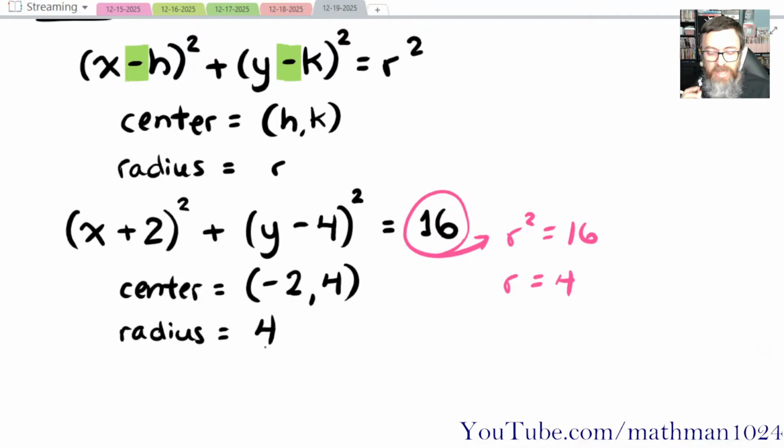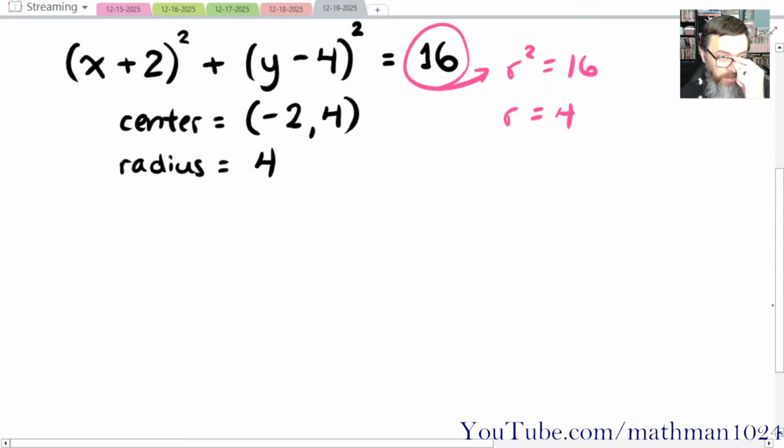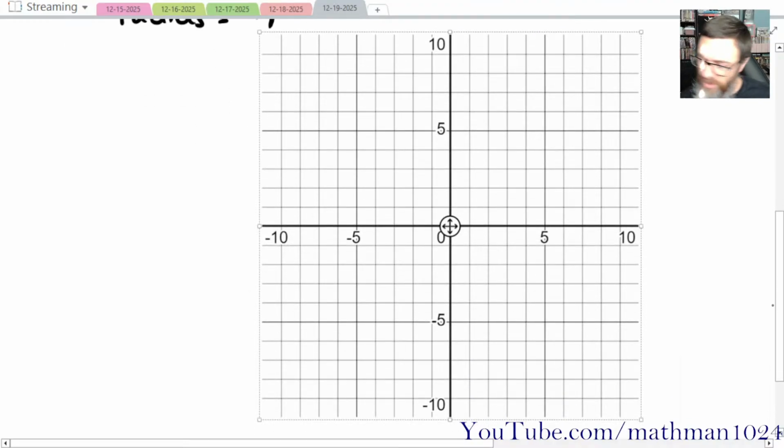All right. So now that we have that information, I'm going to show you how we can easily plot this graph. So hopefully this works out well. There we go.